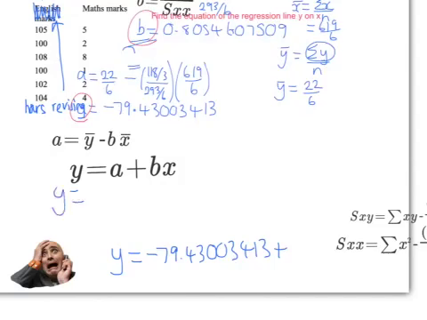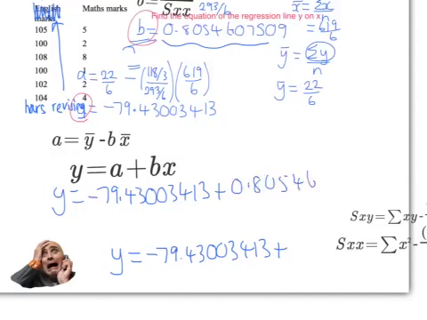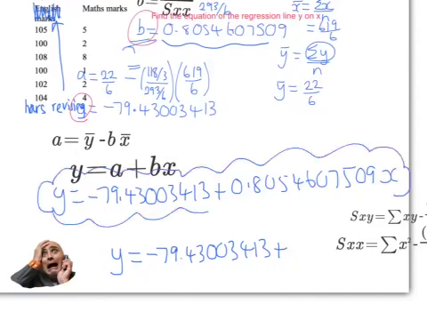So let's start writing him out again. So y equals minus 79.43003 plus, what was my b? Here's my b, 0.8054607509x. And that is the equation of my line of best fit. Now, of course, that's crazy, isn't it?